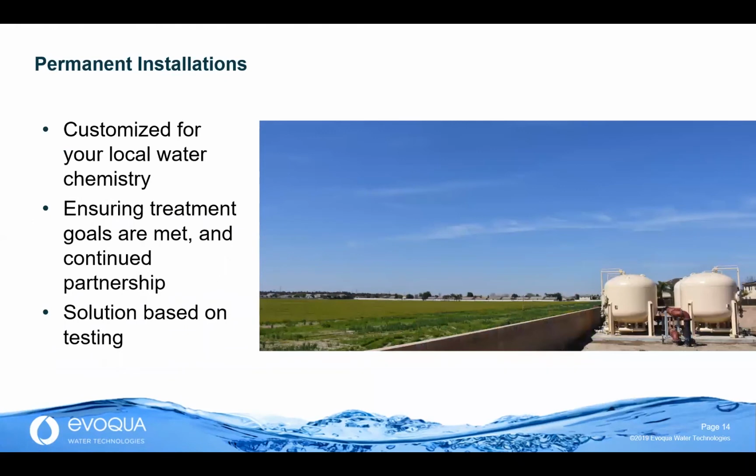So for permanent installations, if you see the picture here, this is once again a pretty permanent installation with several vessels. They're usually customized for your local water chemistry or for your application. That's very important for a number of reasons. One, you want to ensure that your treatment goals are met and that you have a true partnership with your provider. They should really know what your water chemistry is, but more importantly, they should know what your treatment goals are, not just today, but for tomorrow and the future as well. Because there's no sense investing in a system that's only going to get you compliance for a year or two.